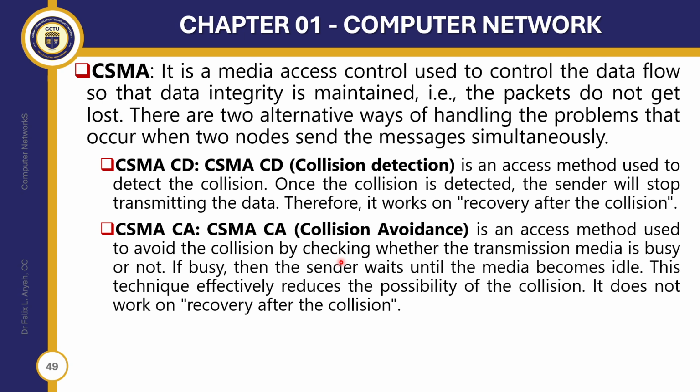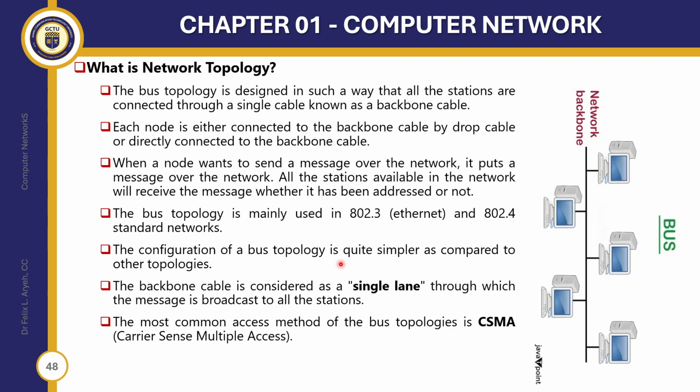But the collision avoidance is an access method used to avoid the collision by checking whether the transmission medium is busy or not. If it is busy, the sender waits until the media becomes idle. This technique effectively reduces the possibility of collision, so it does not work on recovery after collision. If it is not busy, then it sends the information. If it is, it will wait until it is idle. So that is how the bus topology works, using this particular technology.